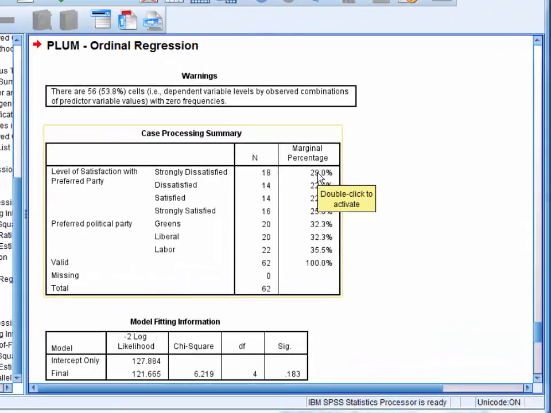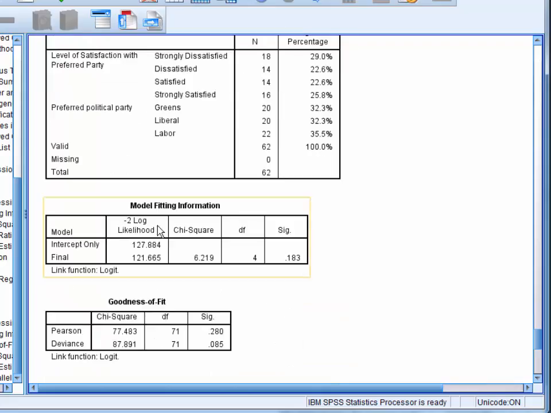First, we have a summary of the number of individuals in each category of the categorical variables in our model. Next, we have the model fitting information. This tests whether our model fits significantly better than a model with no predictors, and we can see here that it does not.